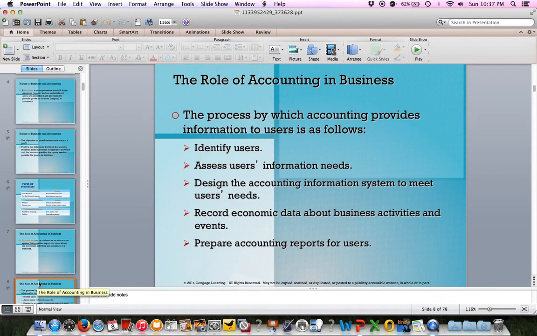And so the role of accounting in business, we need to identify who are the users of information about a business. What do they need? What kind of information do they need to make decisions? Design accounting systems to meet the needs of the users, record economic data about a business and its activities, and then prepare reports for users. So those are the things we'll learn about in the class.